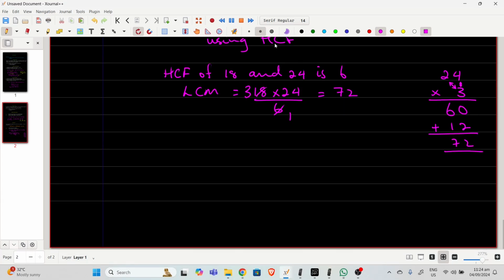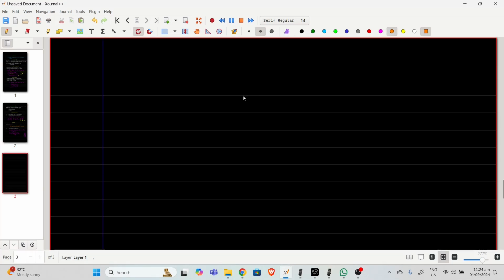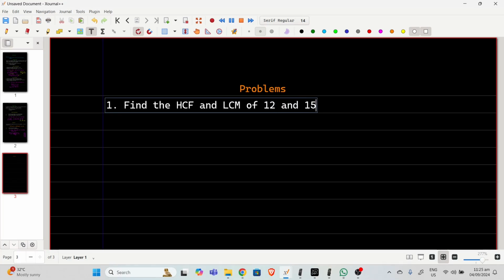So I will give you a couple of problems to do. Let me type it out. Problems. A couple of problems so that you can try it and see if you can solve them. You can pause the video after I put up the problem and then look at the solution, because I'm doing it right away. So find the HCF and LCM of 12 and 15.